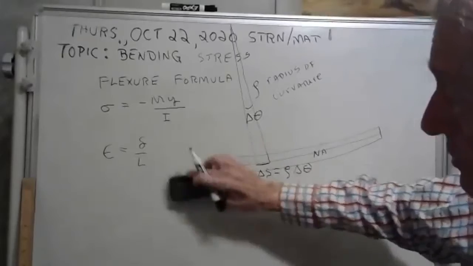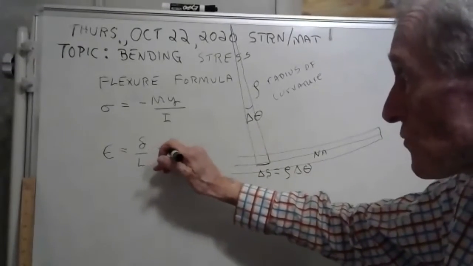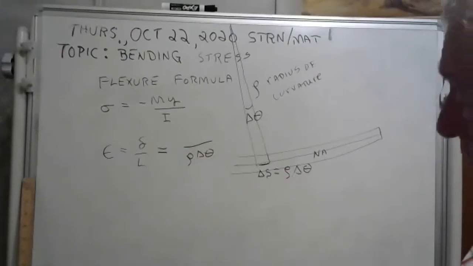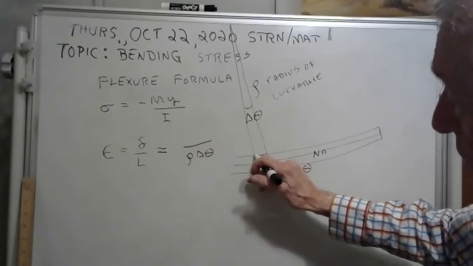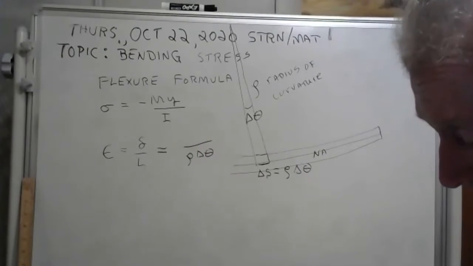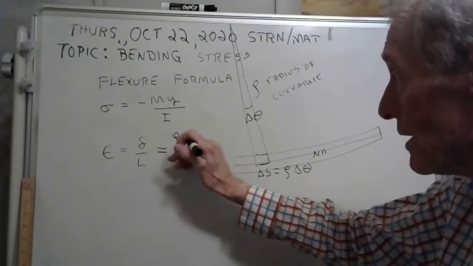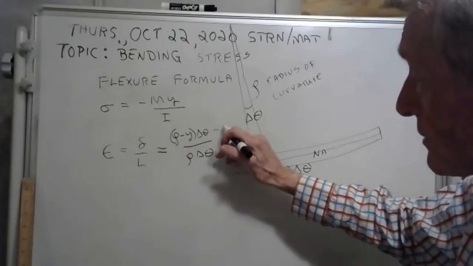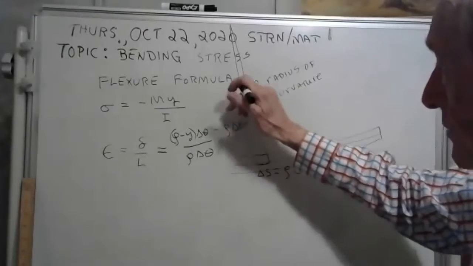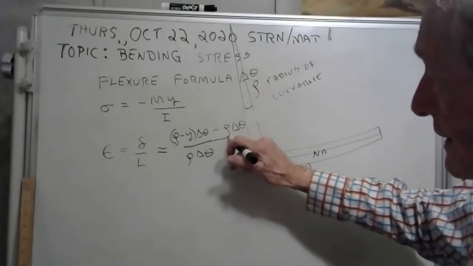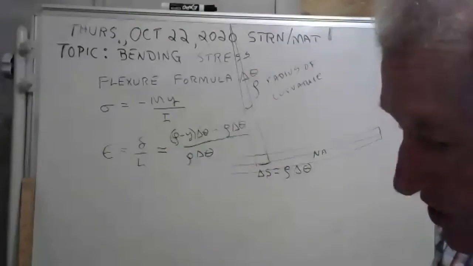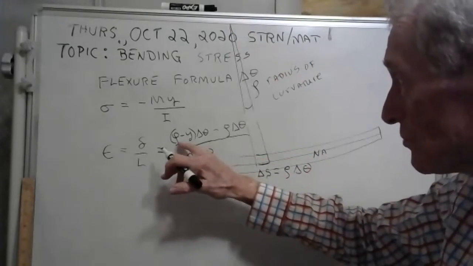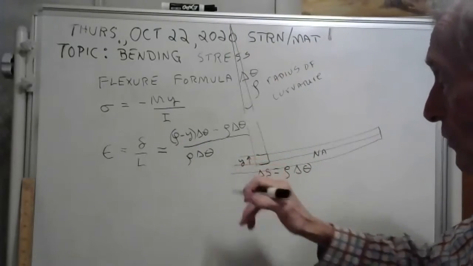Okay, now what we're going to do is write this normal strain. In the denominator, we're just going to have rho delta theta. That's this distance here. But this distance is going to be a little smaller. It's going to be rho minus y, times delta theta. And for the deformation, you'd have to subtract the rho delta theta from it to get the change in your length. This little length here is a little bit smaller, and the radius of curvature to it is rho minus y. Here's your y. Y is the distance from the centroid.